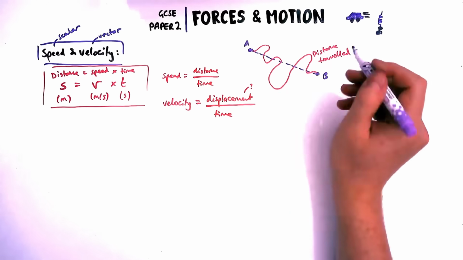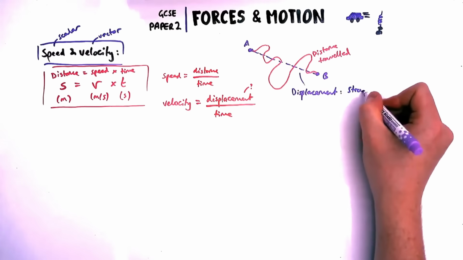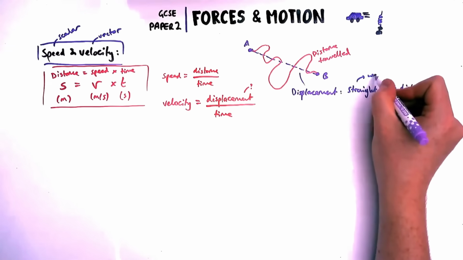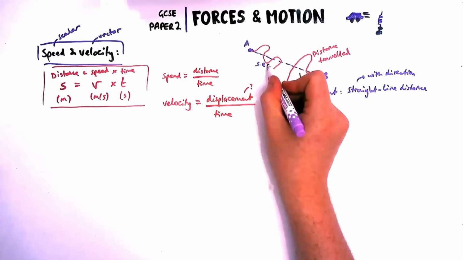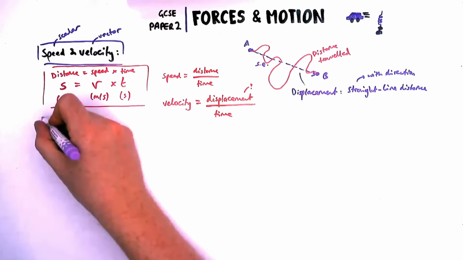If I was to work out the displacement, that would be the straight line distance from A to B. So if I could just go in a straight line with a direction included, so there must be an arrow on it. In this case, it's roughly about southeast, but you could work it out with a protractor. So that's what displacement is. That's why it's described as having a direction.